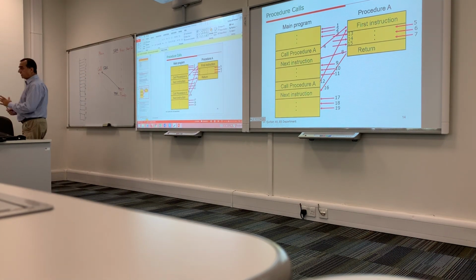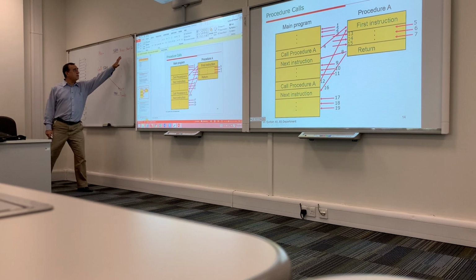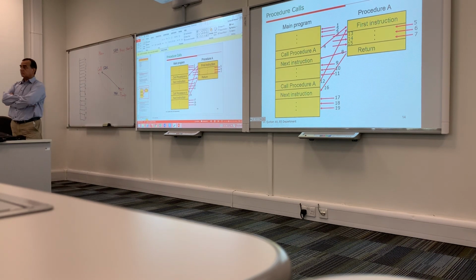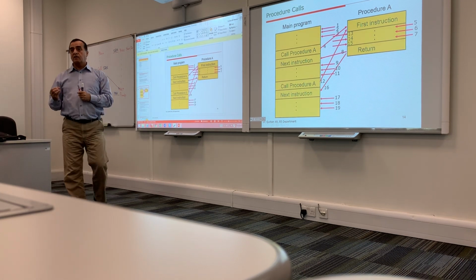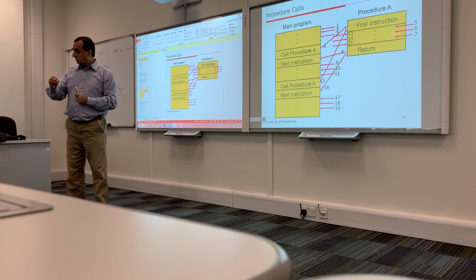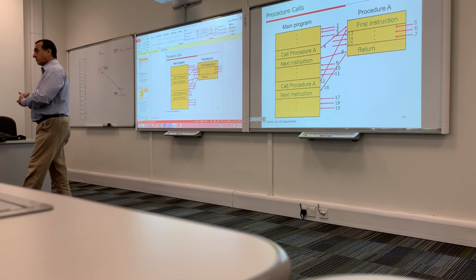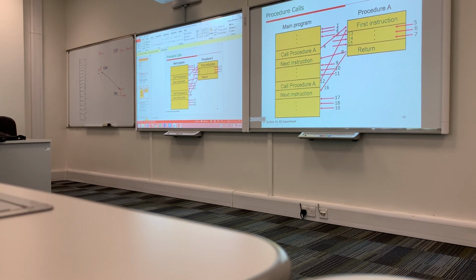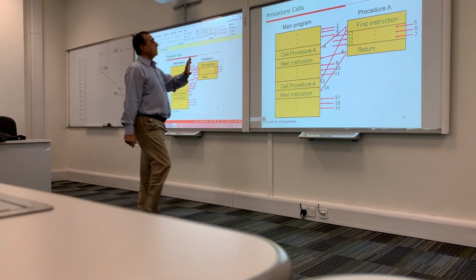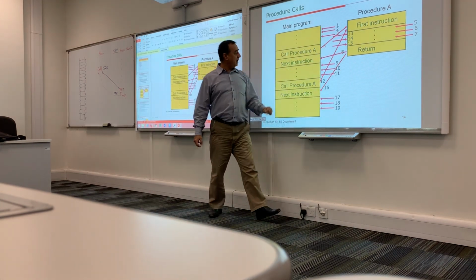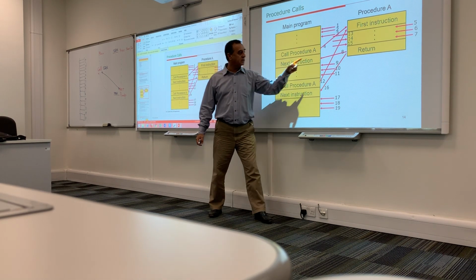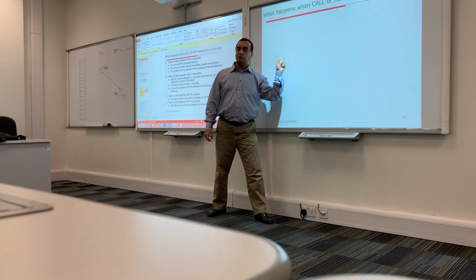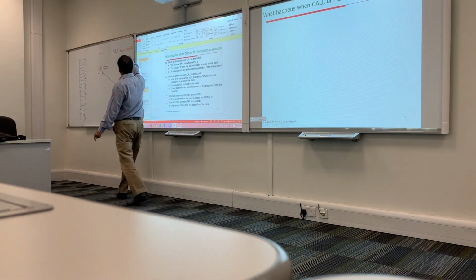Now here comes my question I once asked you. If it is near, what will happen? Near, what is near? Call. That means the procedure is in the same segment, right? What do we mean if it is in the same segment? Does the base address change? No, only the IP changes, right? So whenever this procedure is near and we say call, we will only save IP, push IP, because return will be pop IP.